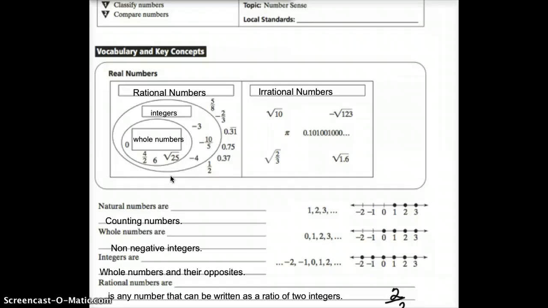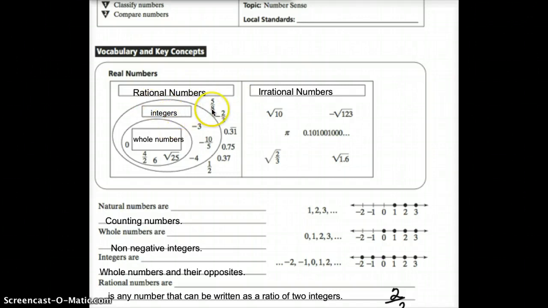They go on forever. They don't have any patterns. They don't repeat. Things like square roots, and pi is the most famous irrational number there is. Those are going to go on forever. They're not going to end. And they're not going to repeat, okay? And there's no rhyme or reason to it.